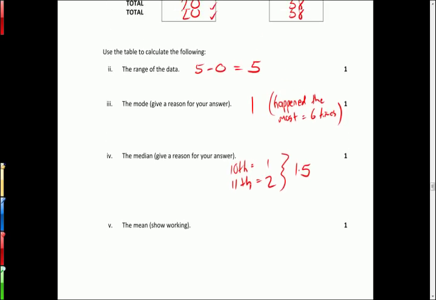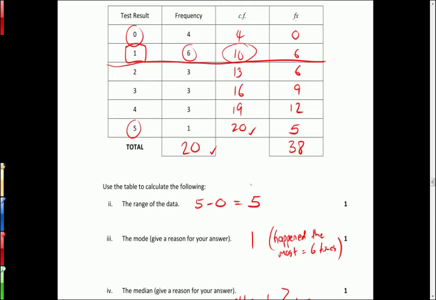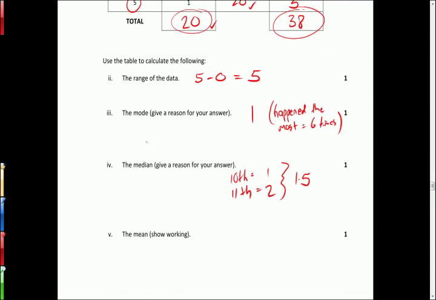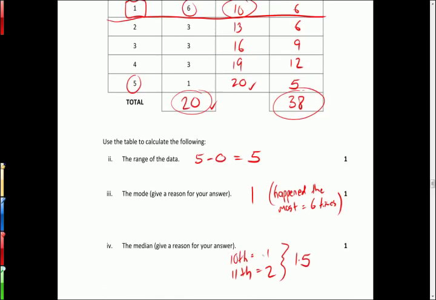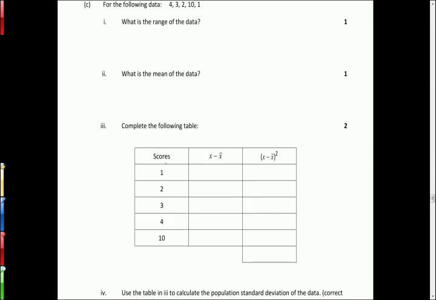And the mean, well, we know the mean is the sum of all numbers divided by how many numbers. We know that the FX column just sums all the numbers up for us, so all of the data add up to 38. And how many scores were there? We know there were 20 people who did it. So it's 38 on 20. So the mean is 38 on 20, which is 19 on 10, so it's 1.9. The mean result was 1.9. Does that make sense? Yeah, I mean, most people got 1s and 2s, so 1.9 sounds about right for scores from 0 to 5.